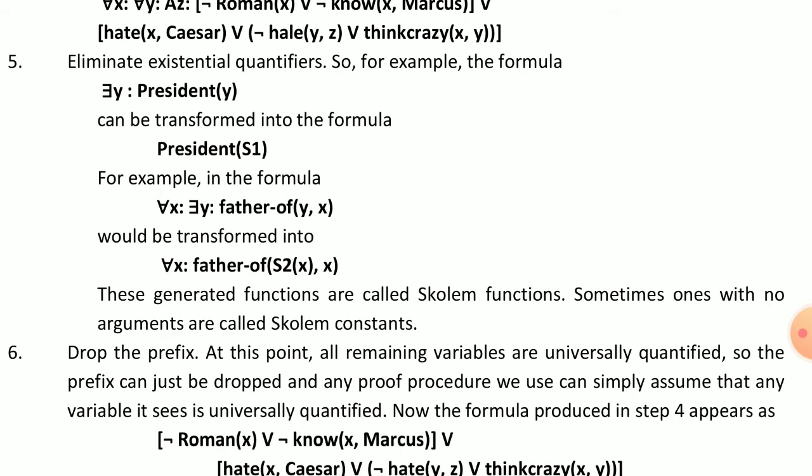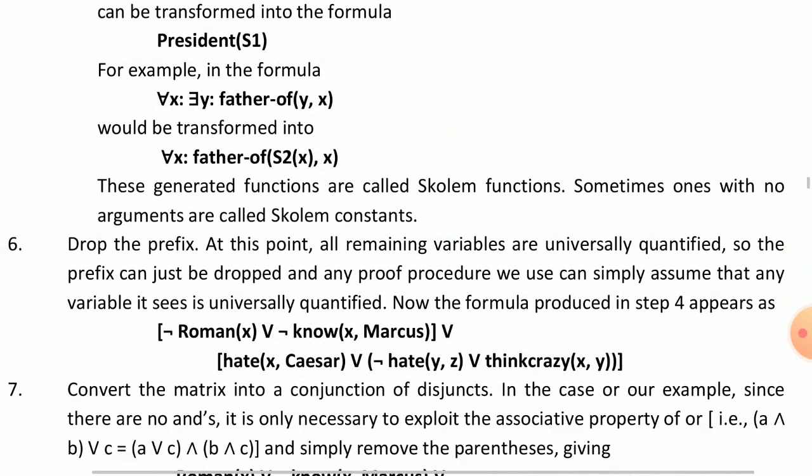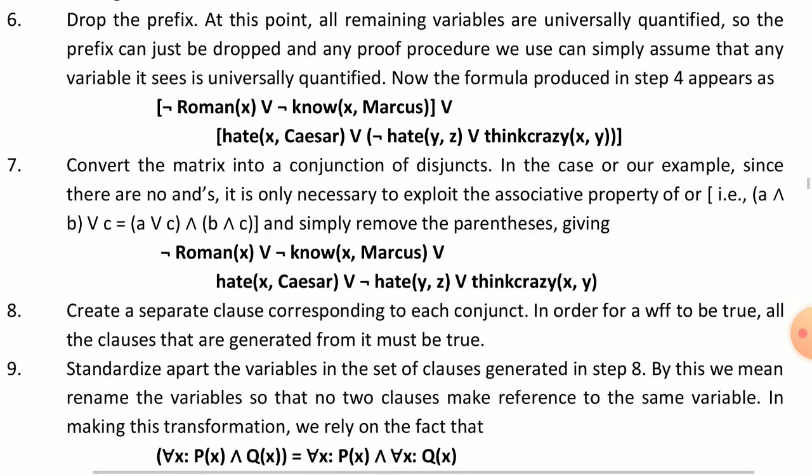these generated functions are called Skolem functions. Sometimes ones with no arguments are called Skolem constants. This function is known as a Skolem function, and sometimes the argument is known as a Skolem constant. Okay. Now step number 6 is drop the prefix.